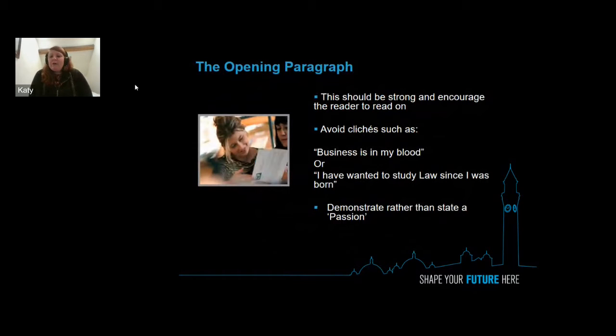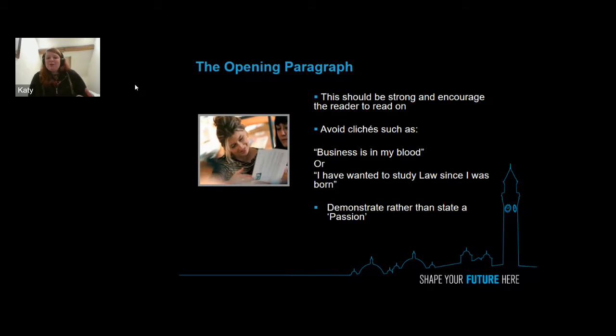So the opening paragraph. This should be very strong and encourage the reader to read on. As I talked a little bit about cliches just before, avoid cliches such as "business is in my blood" or "I've wanted to study law since I was born." I always find that quite funny, because obviously when you were born, as a very small baby, I'm not sure that's exactly what's on your mind. You probably just want to sleep and have some food. So avoid things like that, because it's not really true.